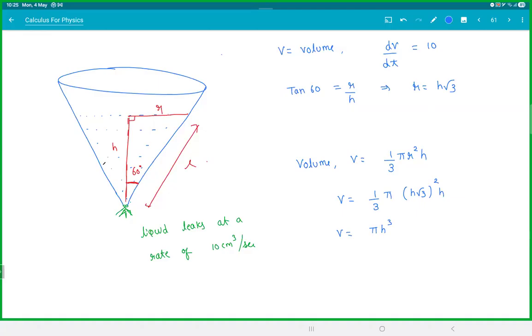Clear with this, what I did? So this is what I was saying. See what I know. You gave me dV by dt. And what are you asking? dH by dt. Means you don't want R, you don't want L. So just remove all these, get me V in terms of H. And then let's differentiate with time.